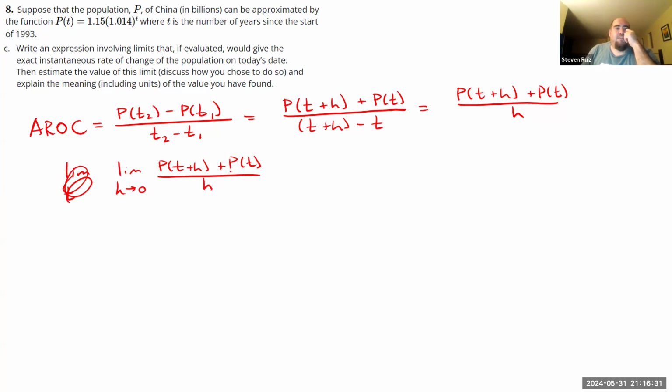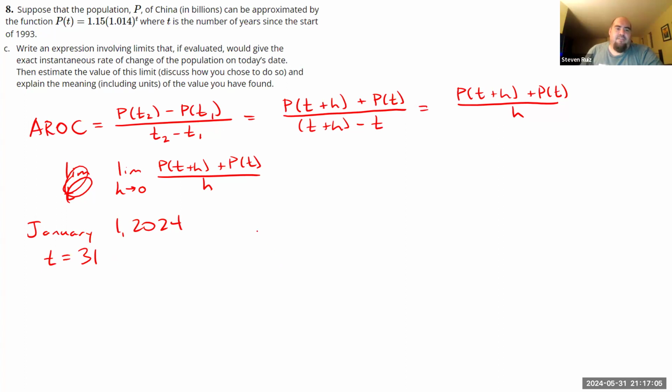So we wanted to do this for today's date. I am going to modify this a little bit. Instead of saying today's date, let's try to set this up for the beginning of the current year, so January 1st, 2024. So that translates to a time value of what? 2024 minus 1993 is 31 years, so t equals 31.